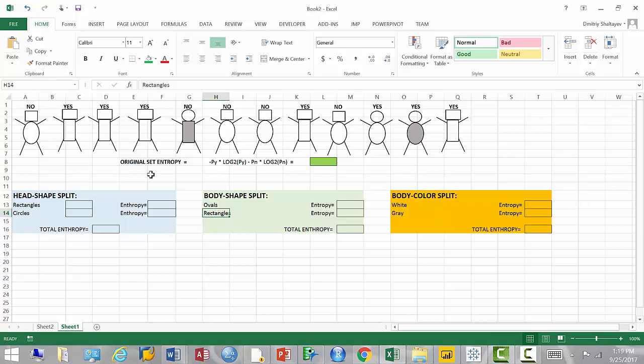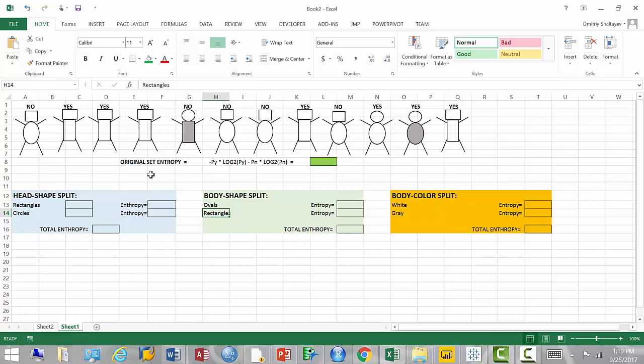So what did we decide? Do you remember? What was the best way to split? We were trying to do one variable at a time, based on the body shape only or based on the head shape only. So there are no two variables simultaneously. What was the best split? What was the best variable to split on? Was it body shape? Body shape, right?